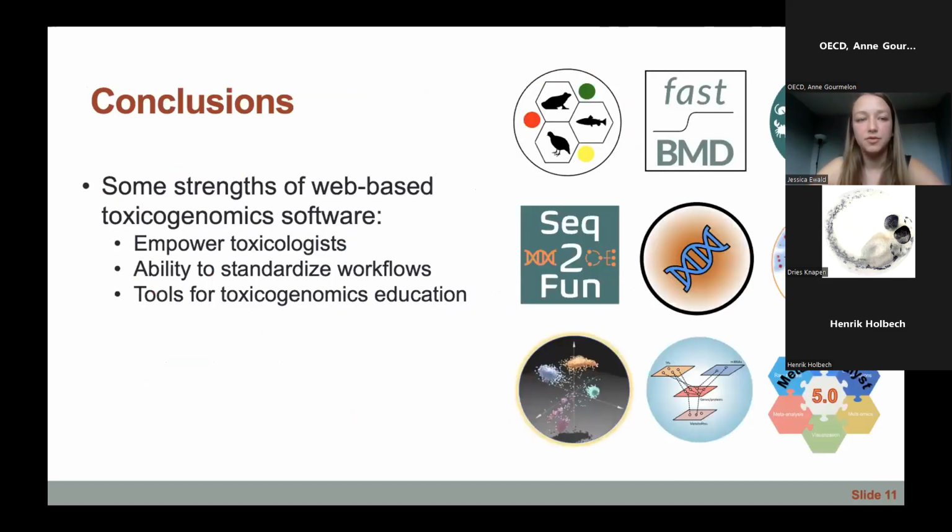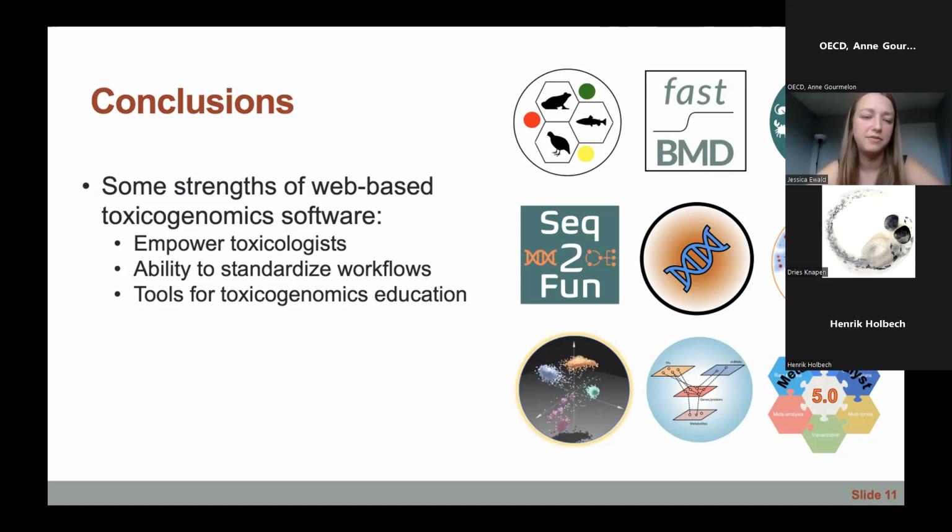So for some conclusions, I'd just like to highlight some strengths of the web-based toxicogenomics software. The main one is that with this software, we're able to empower toxicologists to analyze their own toxicogenomics data, which hopefully makes it more appealing for people to use and to collect. There's the strength to the ability to standardize workflows. Since it's all online and on a website, you can make the same workflow accessible to an unlimited number of people anywhere in the world.